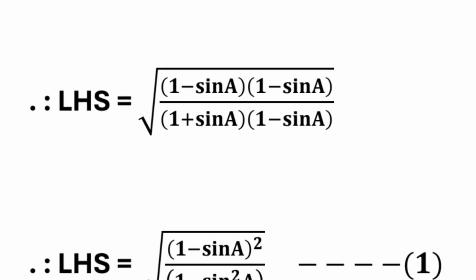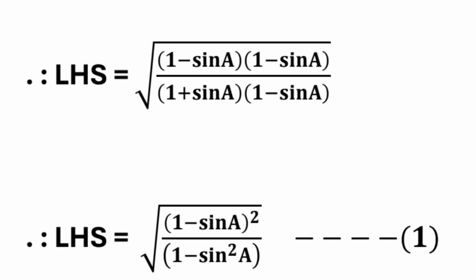Look here properly. Here LHS is equal to square root of 1 minus sin A into 1 minus sin A. This is our conjugate pair and this is original, upon original 1 plus sin A into 1 minus sin A, which is our conjugate pair. Therefore, LHS is equal to square root of (1 minus sin A) bracket square.